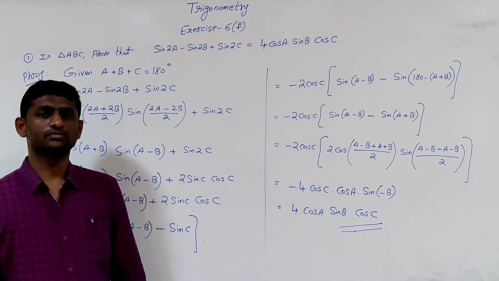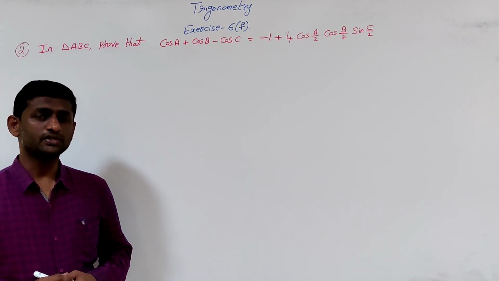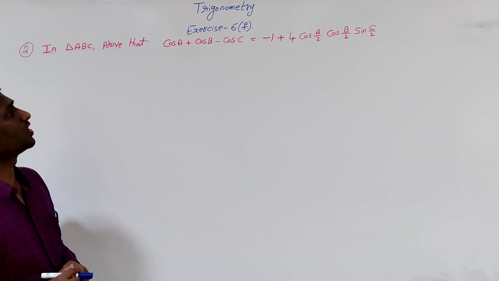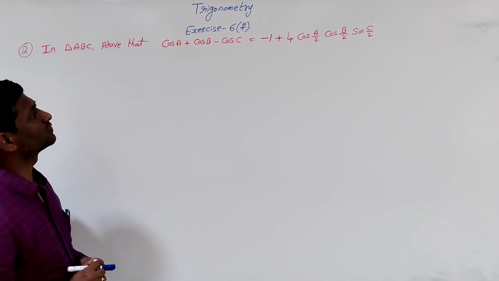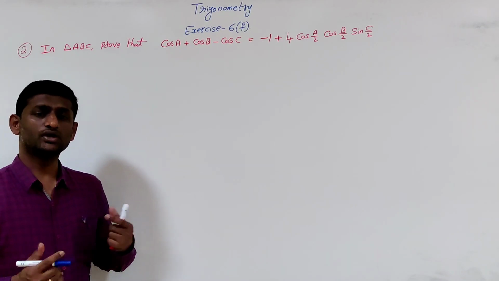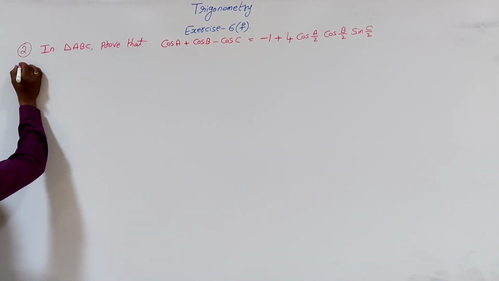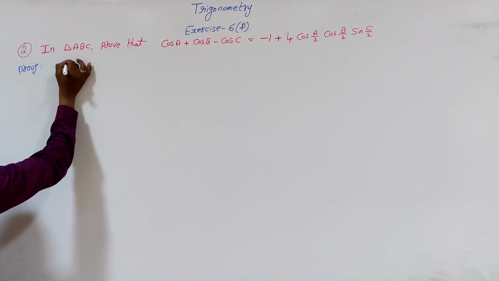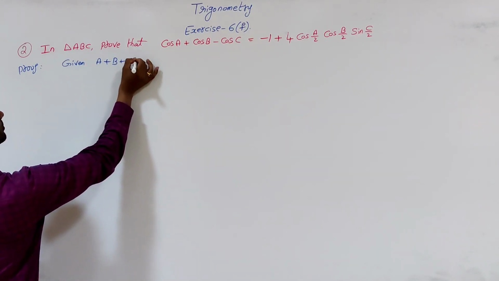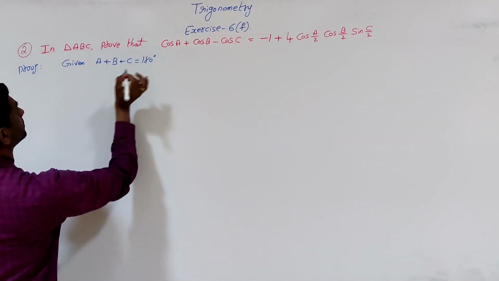So next problem is, in a triangle ABC, prove that cos A plus cos B minus cos C is equal to minus 1 plus 4 cos A by 2 cos B by 2 sin C by 2. The condition is A plus B plus C is equal to 180. So proof, given A plus B plus C is equal to 180 degrees.